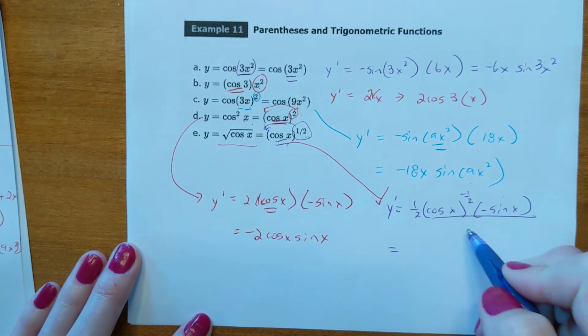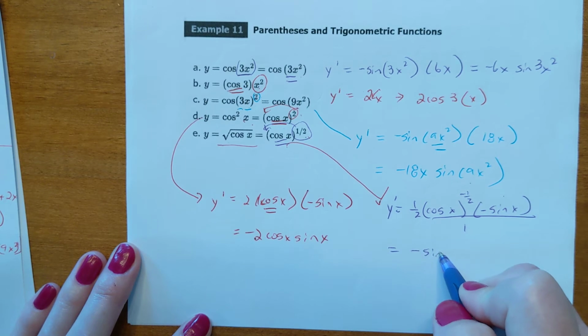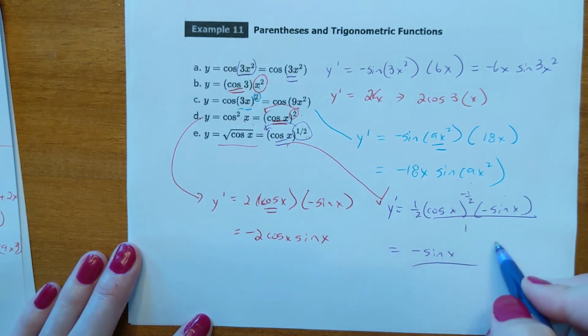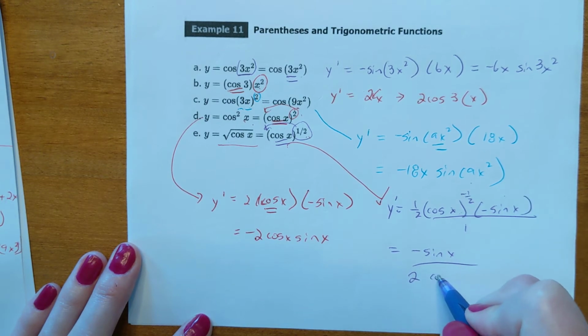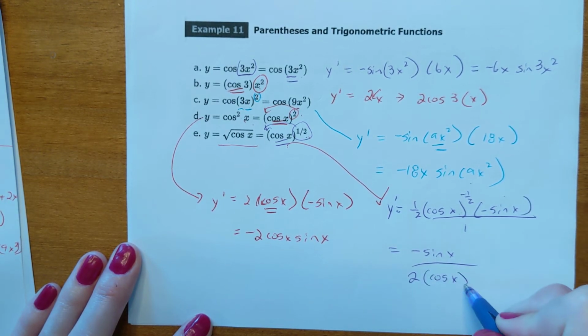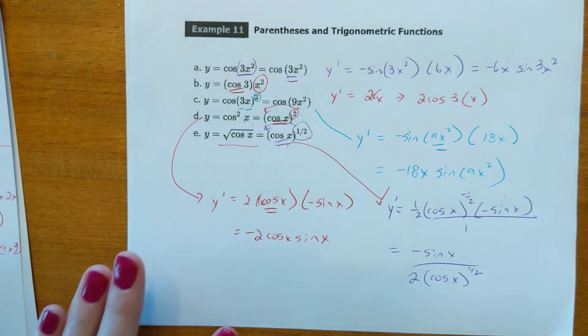So all this is over 1, remember. So on the top, we've got negative sine x. And then in the denominator, we've got the 2. I'm going to float the cosine of x to the denominator because it was negative. So negative sine x over 2 cosine x to the 1/2.